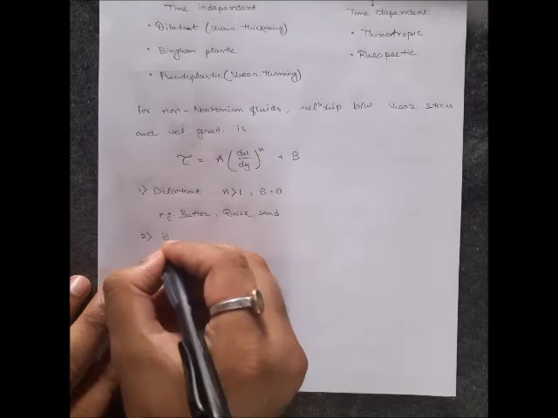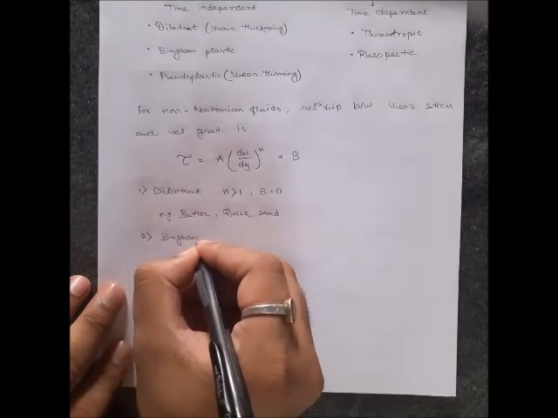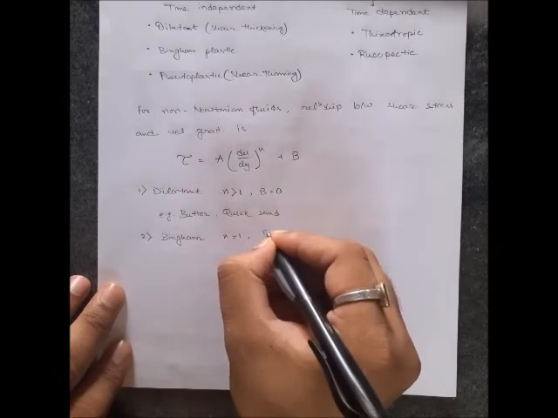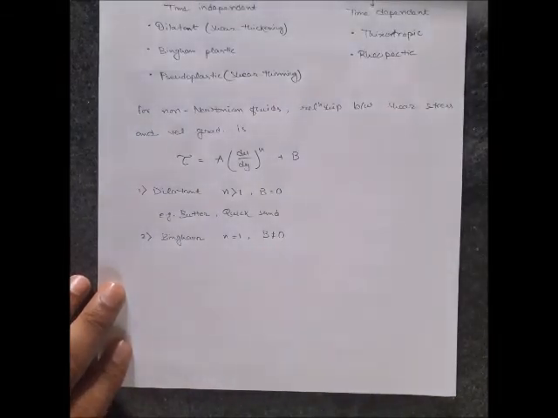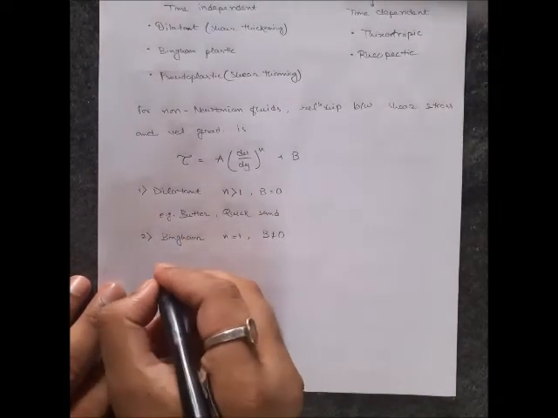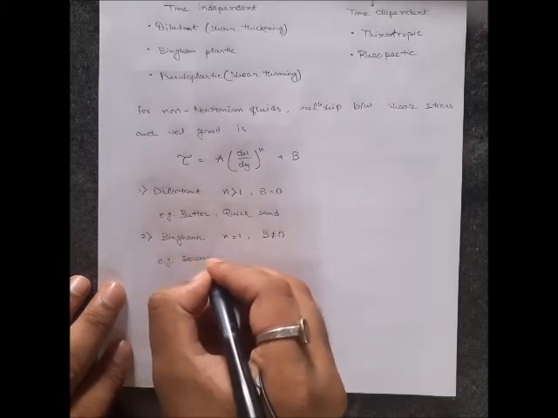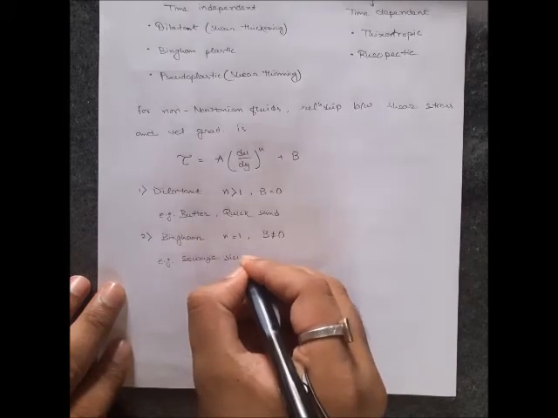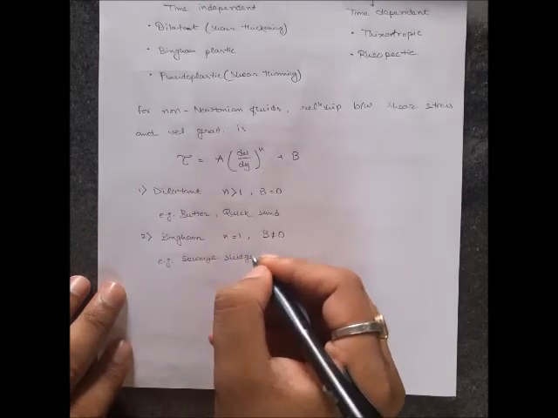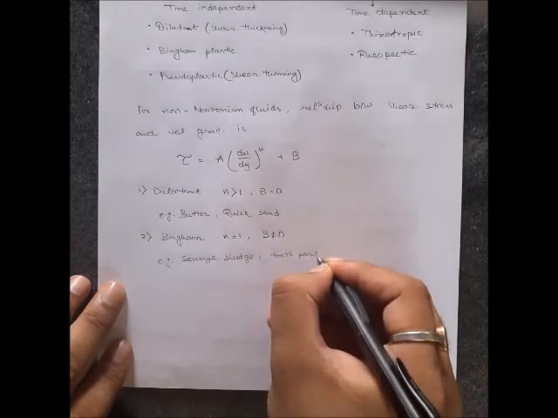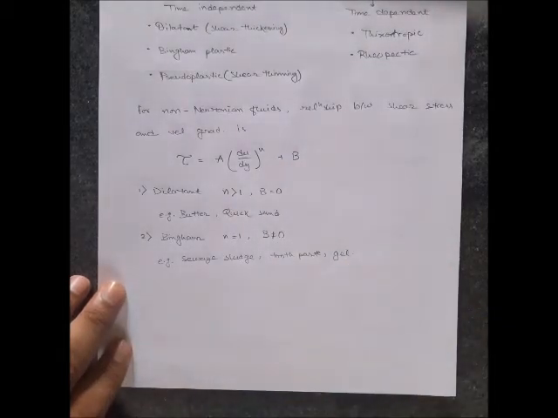For Bingham plastic, n equals 1 and b not equal to 0. Examples are sewage sludge, toothpaste, gel. These fluids always have a certain minimum shear stress before they yield. Alright?